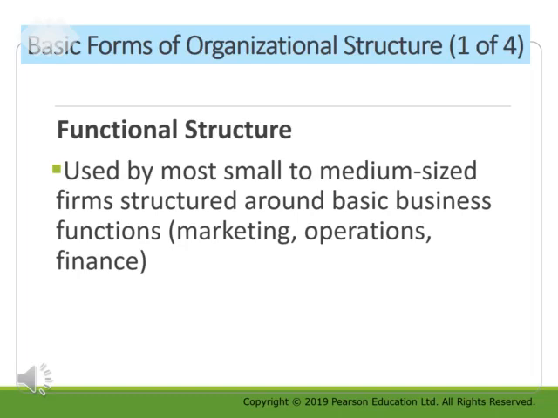Functional structure is used by most small to medium-sized firms, which are usually structured around basic business functions. For instance, a marketing department, an operation department, and a finance department. So those are the basic business functions in the organization.